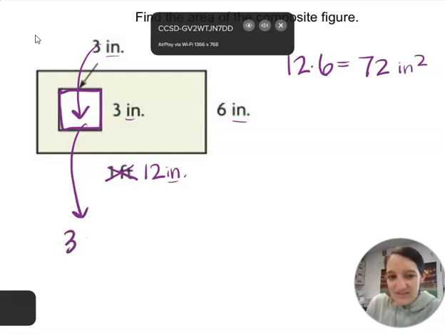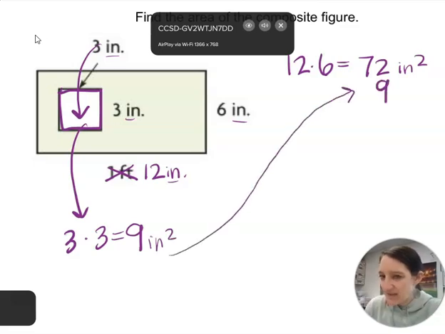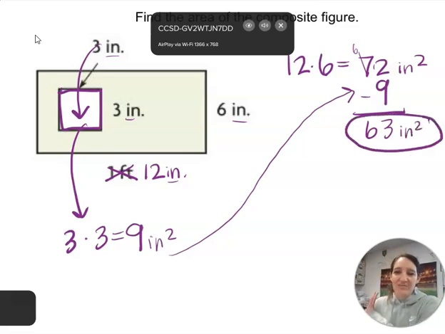And that is going to be 3 times 3, which is 9. And then I'm going to take that 9 up here and subtract it, because it's the window, it doesn't need to be painted. That's going to give me 63 square inches. That's the amount of wall that needs to be painted. Okay, so if that's easier for you, rather than adding up a bunch of pieces together, just take the whole big composite figure, find the area of that, and then subtract away if there's little holes.